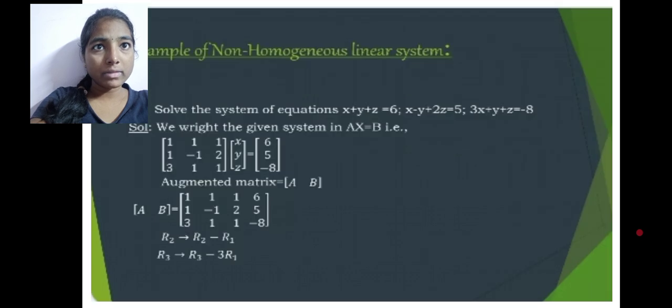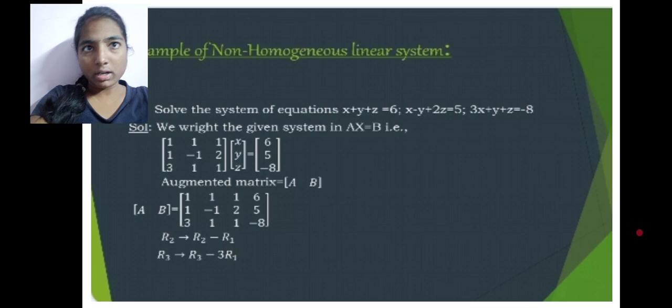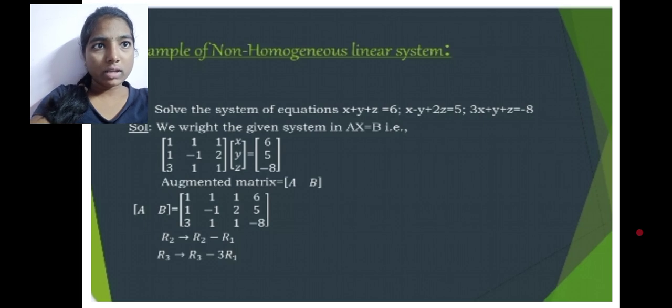Next, we can take an example now. Solve the system of equations x plus y plus z is equal to 6, x minus y plus 2z is equal to 5, and 3x plus y plus z is equal to minus 8. Solution: we can write this given system of equations as Ax = b.